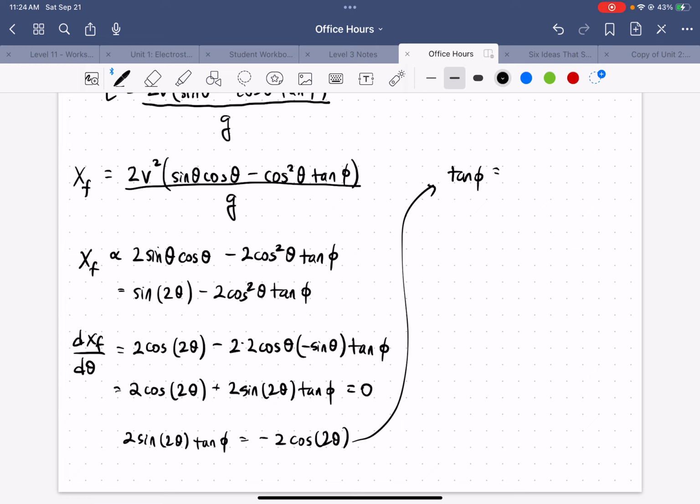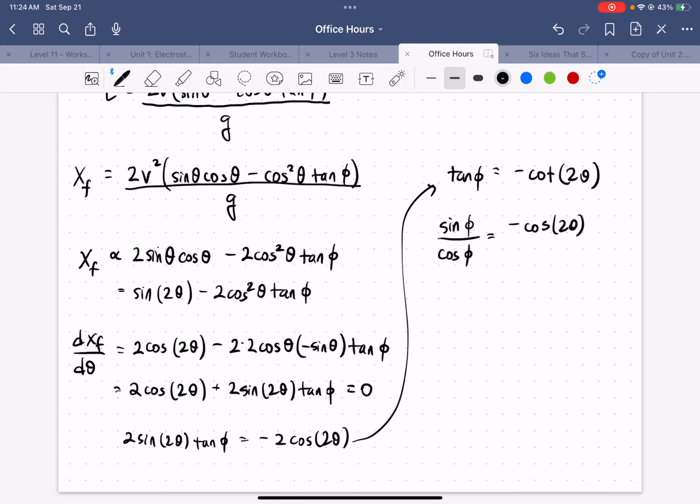Now, this can be a little bit challenging here to extract a more direct relationship between theta and phi from this expression. I can write this maybe another way using the relationship between sine, cosine, and tangent. So I'll have sine of phi over cosine phi is equal to negative cotangent 2 theta, negative cosine 2 theta over sine of 2 theta.